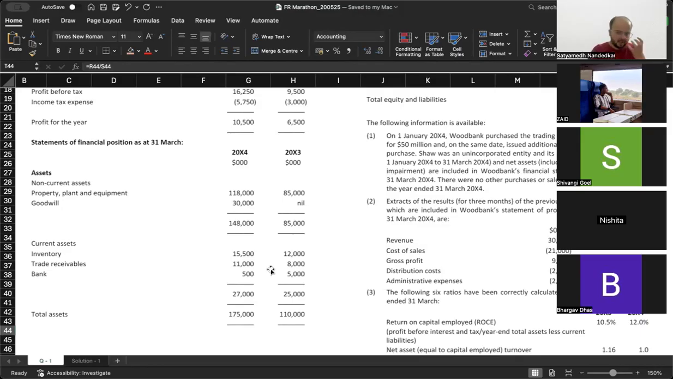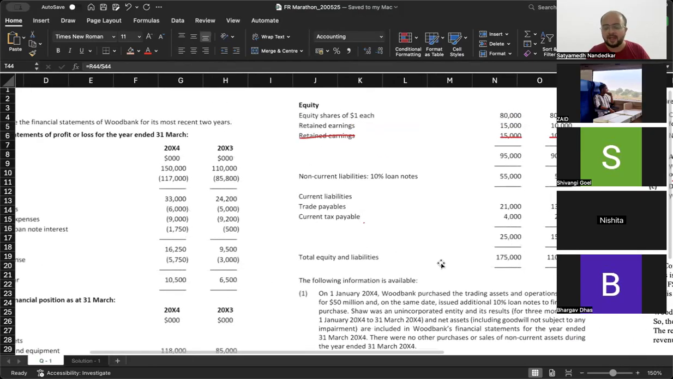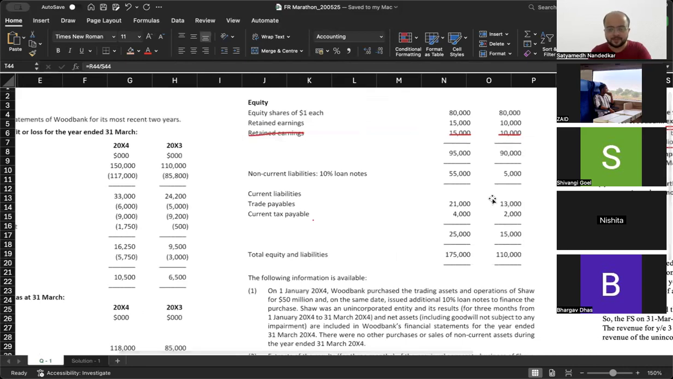This was speaking about the liquidity position, and then you can also speak about the debt equity ratio. What will you do for the debt equity ratio or gearing?